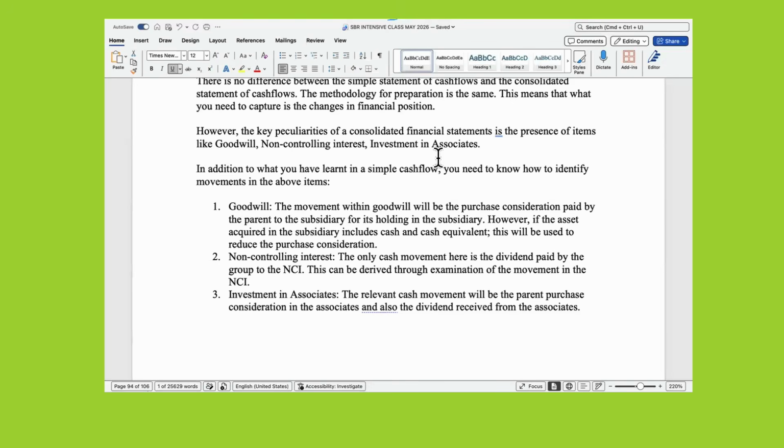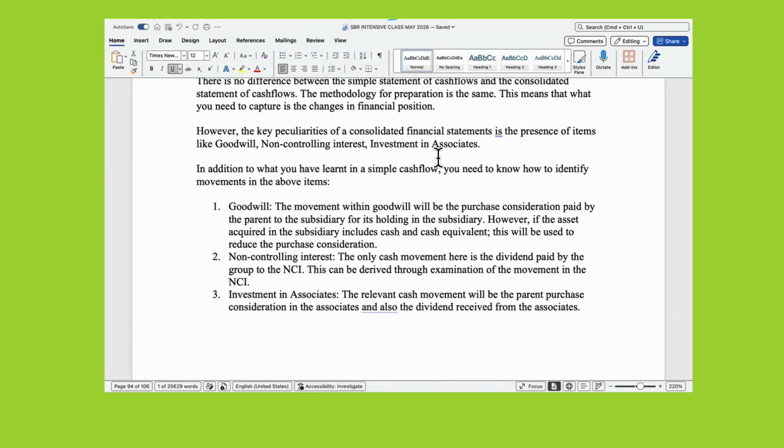So that's for goodwill. For NCI, when you have NCI in your consolidated statement of financial position, the way it's determined is you get NCI value, you add share of profit, and they usually deduct dividend if paid, if it's available. In there, the only cash item is that dividend paid to NCI. That's the only cash item when it comes to NCI.